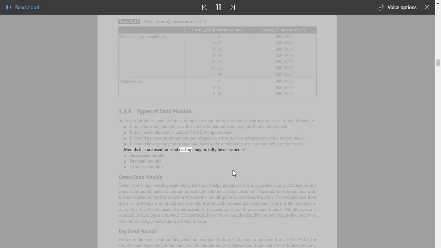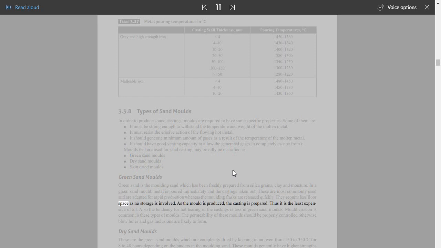Molds that are used for sand casting may broadly be classified as green sand molds, dry sand molds, and skin-dried molds. Green sand molds. Green sand is the molding sand which has been freshly prepared from silica grains, clay, and moisture. In a green sand mold, metal is poured immediately and the castings taken out. These are most commonly used and are adapted for rapid production, whereas the molding flasks are released quickly.